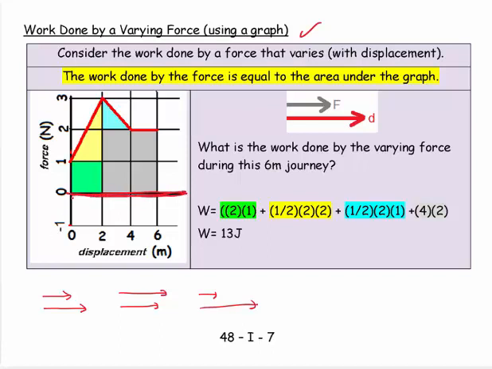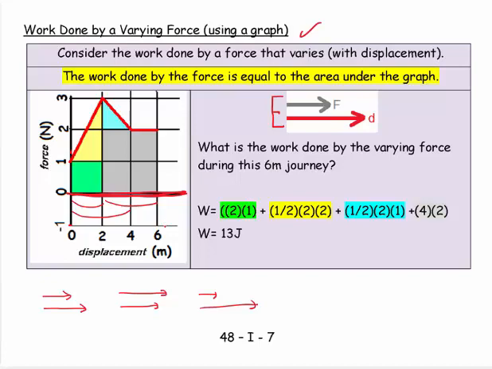And secondly, sometimes they don't ask for the whole displacement. So I might say, what's the work done between 0 and 2 meters? Or I might say, what's the work done between 0 and 4 meters? Or I could say, what's the work done between 2 and 6 meters? So you've got to watch out and see what the question's asking. This says, what is the work done by the varying force during this 6-meter journey? It's a given that these two are parallel, so I don't have to worry about the angle between them. And so it's the area under the curve.